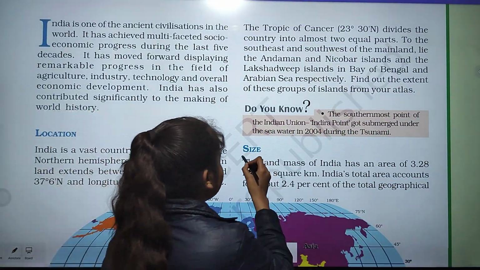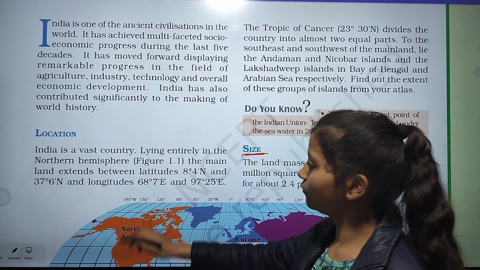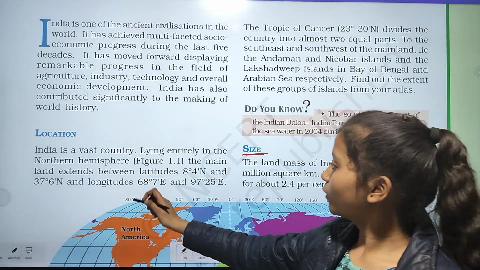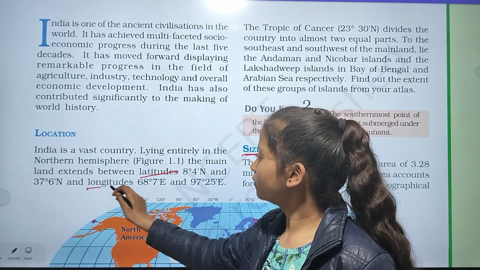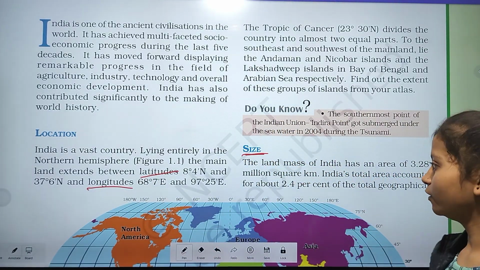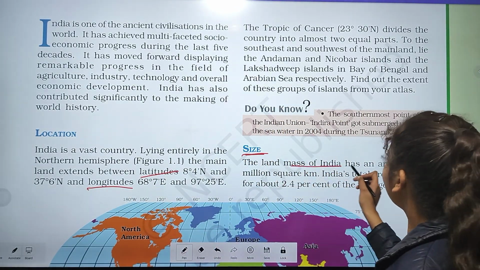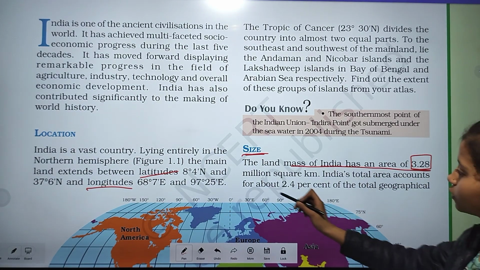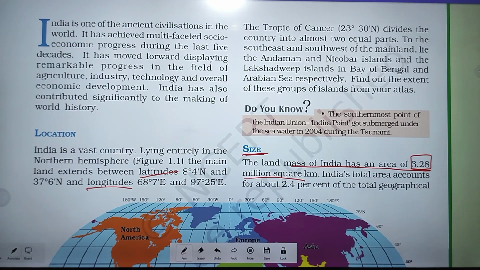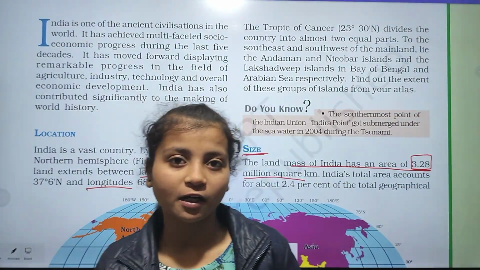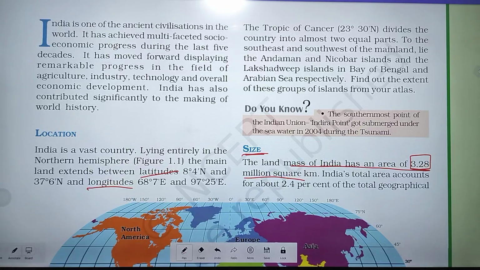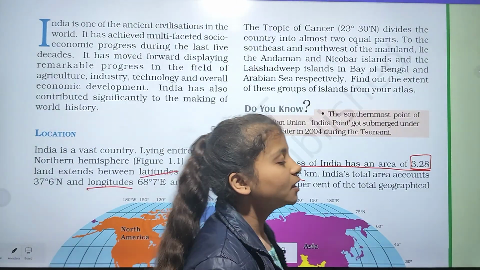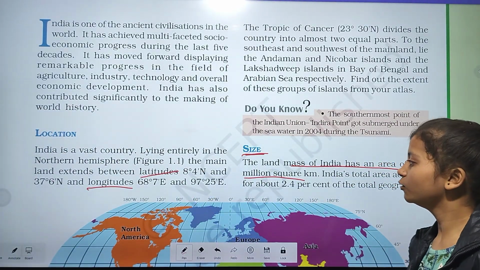And now here is size. This was the location, where India is located, with the latitude and longitude values given. The landmass of India has an area of 3.28 million square kilometer. You have to learn how much area the landmass of India covers.